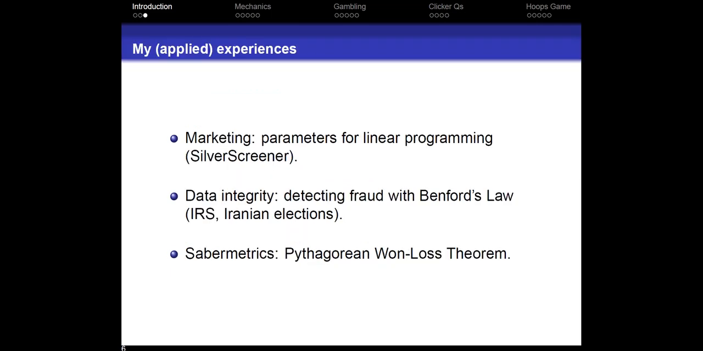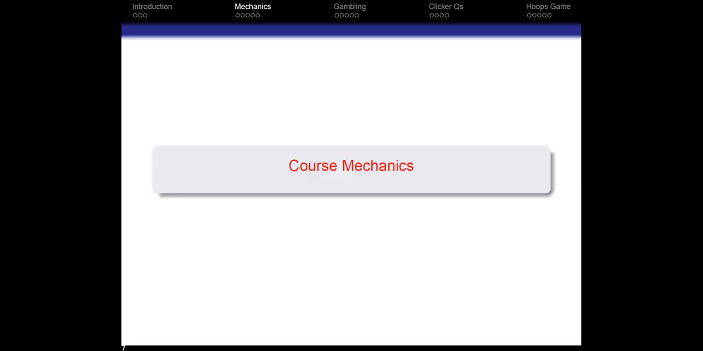All right, so some of my applied experiences, I've actually worked on a lot of marketing projects. One of my favorite is helping a movie theater decide which movies they want to show. And actually, when I teach operations research, we go into the real nuts and bolts of something like this. I've done a lot of data integrity work with the Internal Revenue Service and other organizations on detecting fraud in either taxes or images or election data. And I've done a tremendous amount in sabermetrics, in applying mathematics to baseball and trying to analyze various things.